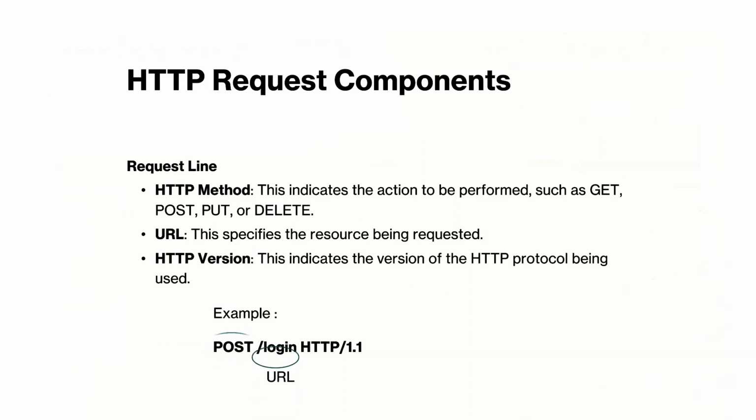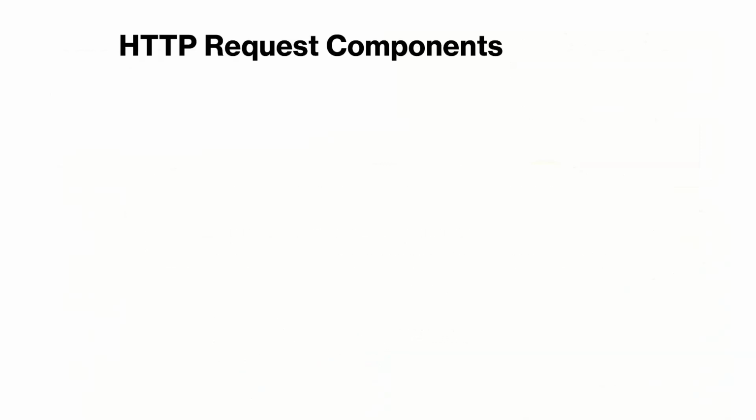URL: this specifies the resource being requested. It typically includes the path to the resource and may include query parameters. HTTP version: this indicates the version of the HTTP protocol being used. The most common versions are HTTP/1.1 and HTTP/2.